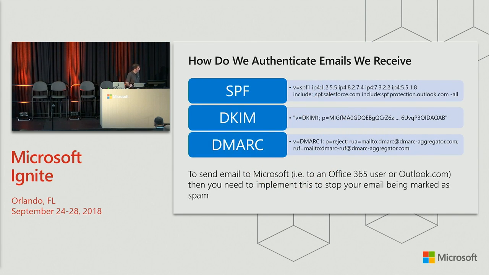Okay. So, what are they? Well, they're DNS records in the simplest way of looking at them. Okay? They're SPF, DKIM, and DMARC. SPF is a DNS record. It's a text record. You put it in the root of the domain. You create one of them.